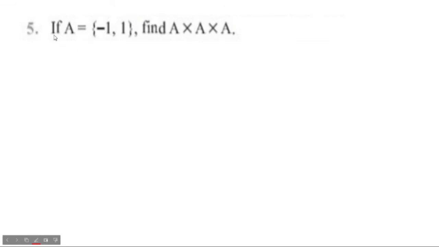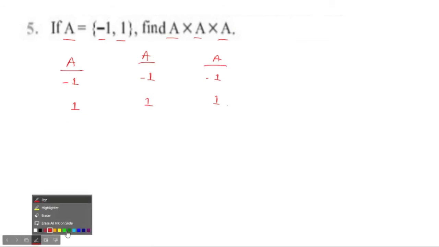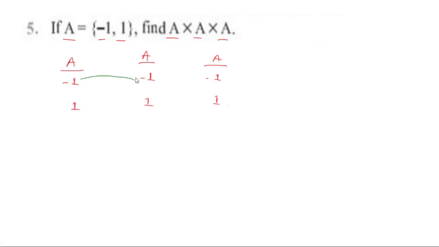In the fifth question, I am given A where the elements are -1 and 1, and I need to find A cross A cross A. Okay. Now, let me write the set A 3 times. Now, how can I pair the elements of these 3 sets? I will pick this element and pair it with, like this.